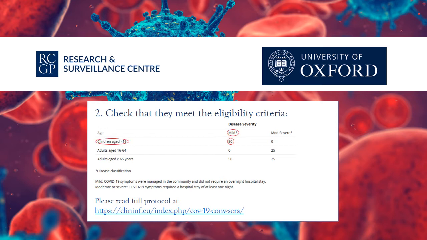We are looking for children under the age of 16 who have not been in hospital for COVID-19, and we require 50 patients in this age group. Those aged between 16 and 64 need to have spent at least 1 night in hospital for COVID-19, and we require 25 participants in this age group. And for those aged 65 and above, we are looking in both categories. Please visit the webpage for any clarification. We do have the full protocol available online.